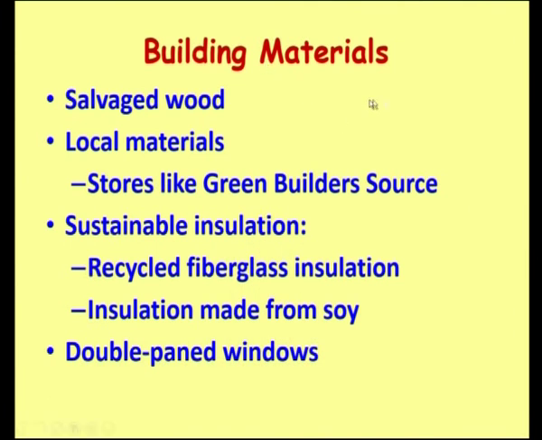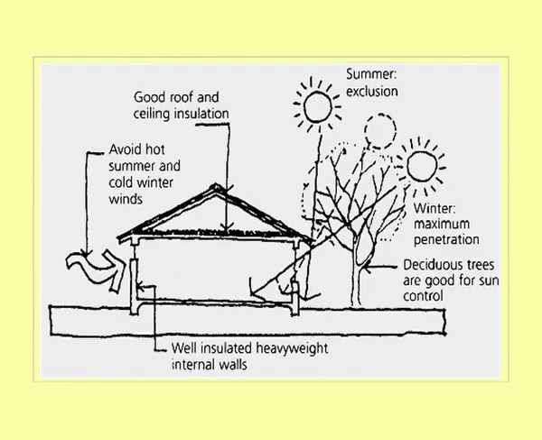And the building material: the salvaged wood, the local materials, the stores like green builder stores, the sustainable insulation, that means the heat is not allowed to go out, that means very insulated houses, the recycled fiberglass insulation, the insulation made from soy, and double paned windows. Therefore, by using the proper building material, we can prepare our home which is environmentally friendly. In the cold season, the better insulation, and in the warmer season better the environment and the heat exchange, and by using them we can further improve the sustainability.